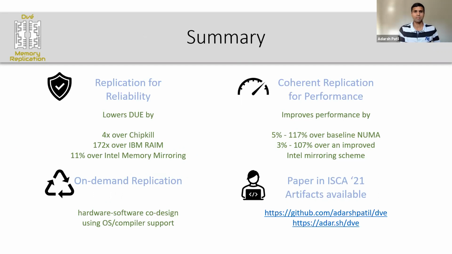More details are available in our ISCA 21 paper. The simulator source code, the coherence protocol specifications, and all other auxiliary material are available on GitHub and the website that is listed here.